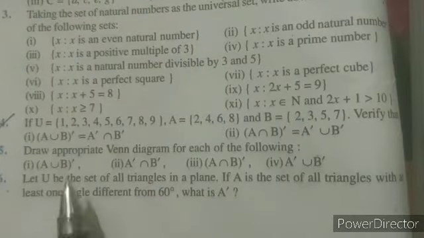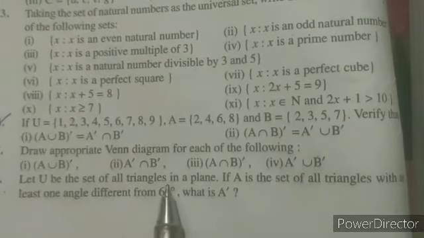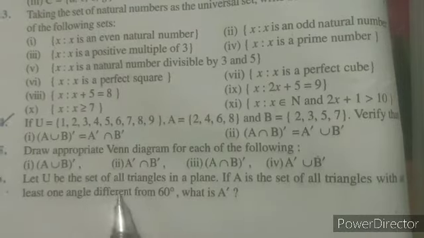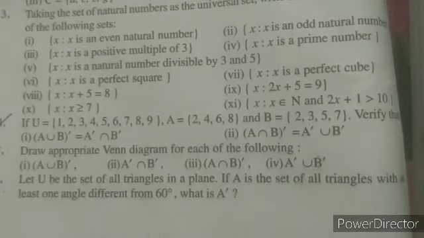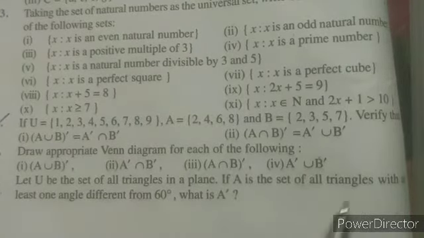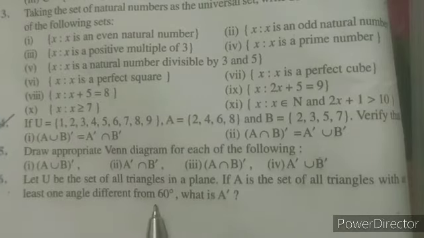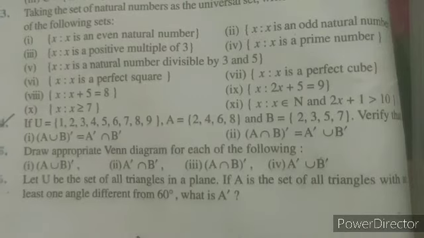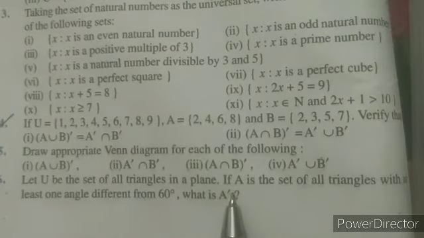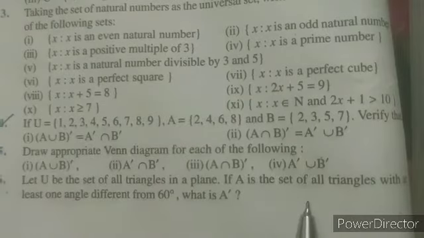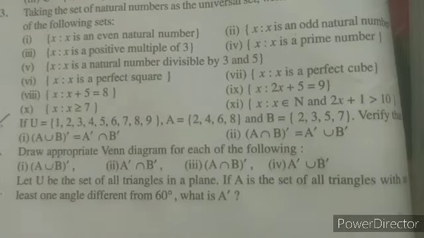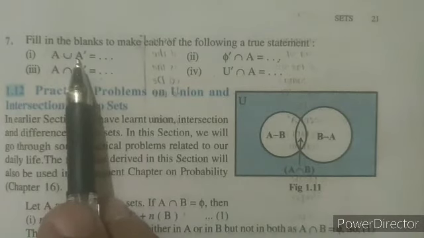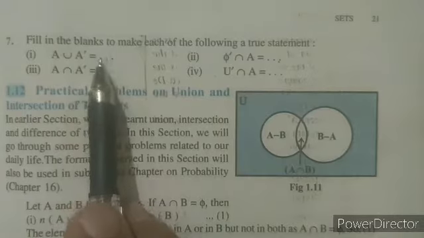Now in question number 6, let Q be the set of all triangles in a plane. If A is the set of all triangles with at least one angle different from 60, what is A complement? Here A is the set of triangles with at least one angle different from 60. That means the opposite of it will be all angles being 60 degrees. That means A complement will be the set of all equilateral triangles. Here A union A complement will be equal to the universal set.